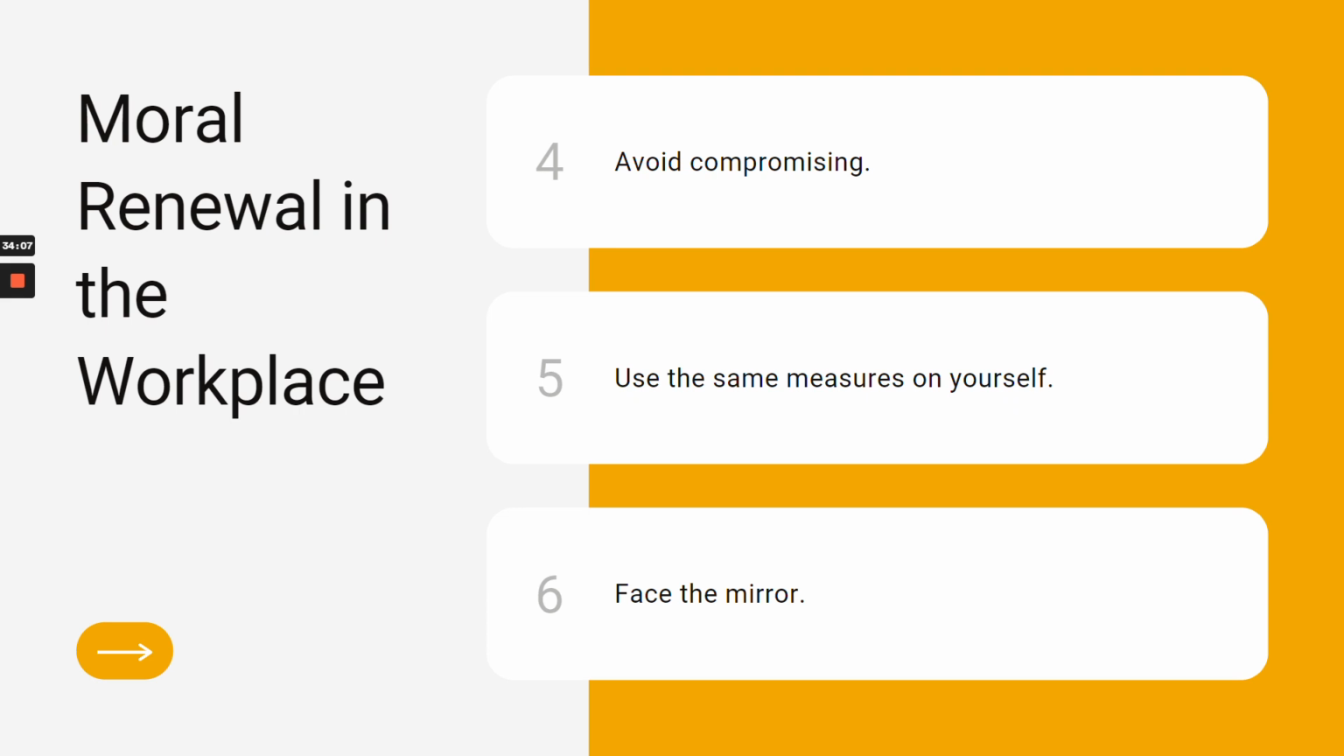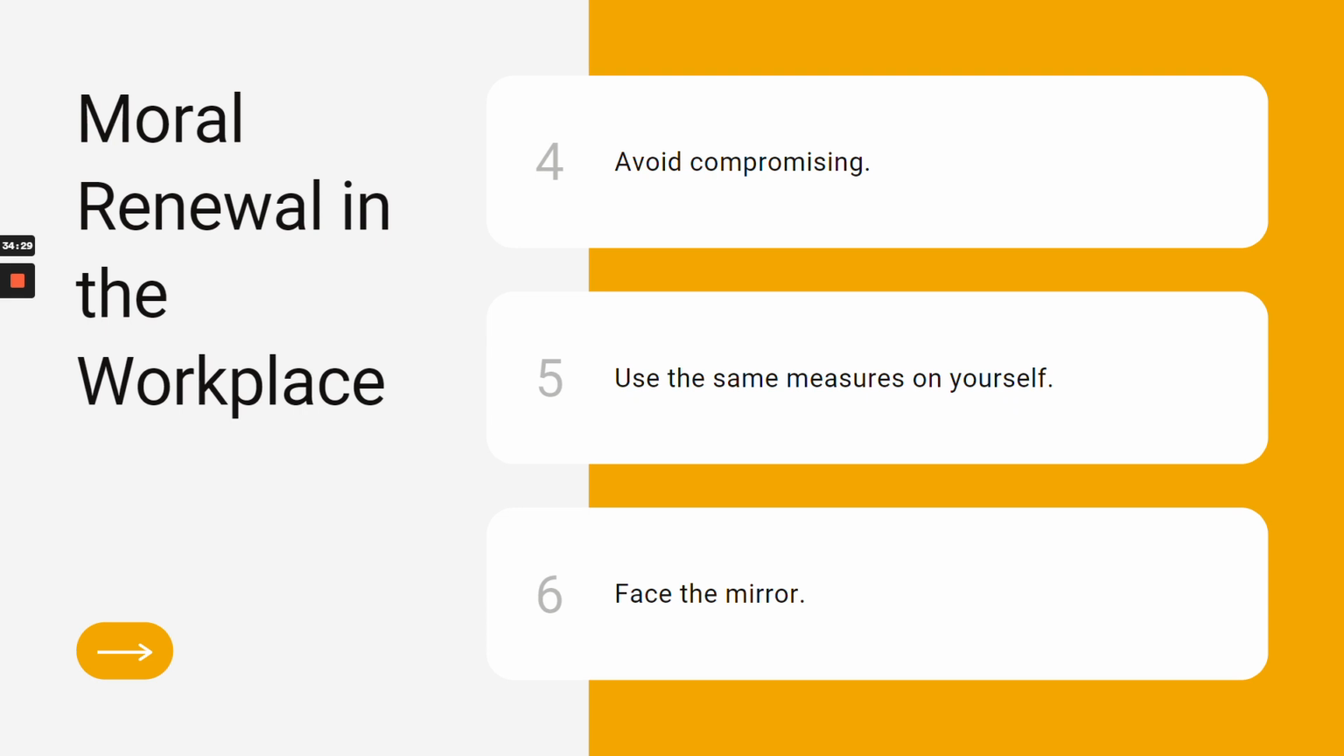You have to be connected to integrity. So you have to avoid compromising, because if you keep on compromising, then it will become a habit that everyone already forgets what's right and what's wrong. Okay. Next is use the same measures on yourself.